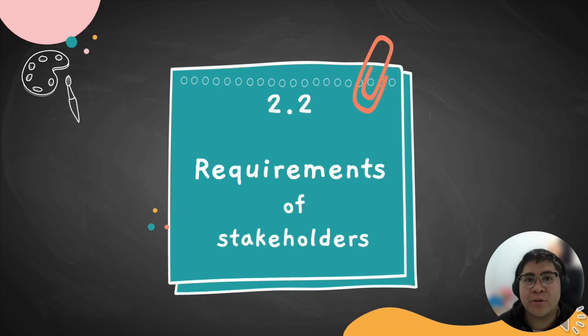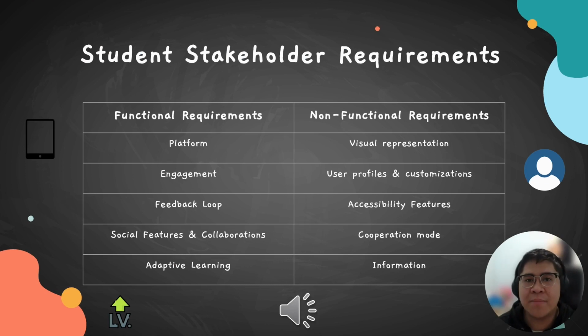Before taking a look at the actual requirements, please keep in mind it is important to remember the difference between functional and non-functional requirements, as it will guide us and aid us in our development process. From the student stakeholder part, the requirements consist of 5 major functional requirements and 5 non-functional requirements. Going over them, for the functional requirements, we have platform engagement, feedback loop, social features and collaborations, and adaptive learning. Regarding the non-functional part, we have visual representation, user profiles and customization, accessibility features, cooperation mode, as well as information. As you can see, the non-functional requirements are actually supplementary functions towards the main functional requirements in order for the app to run.